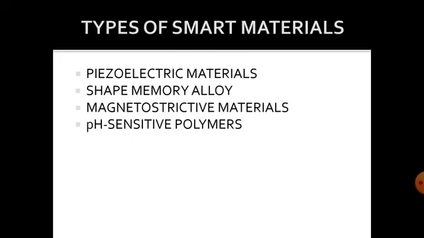Types of smart material: there are 4 types of smart material. First is piezoelectric material, second one is shape memory alloy, that is a mixture, third is magnetostrictive material, and fourth is pH sensitive polymers.